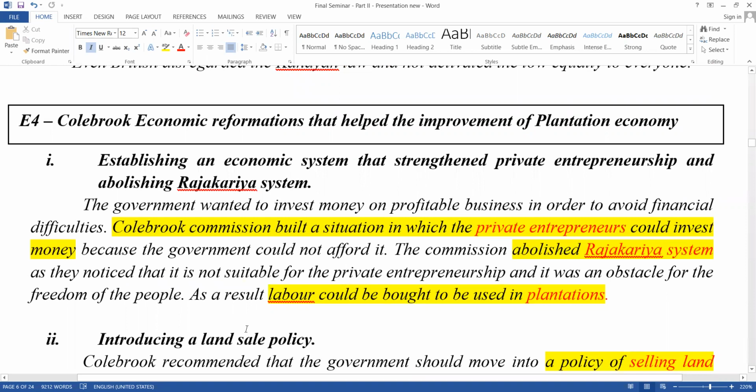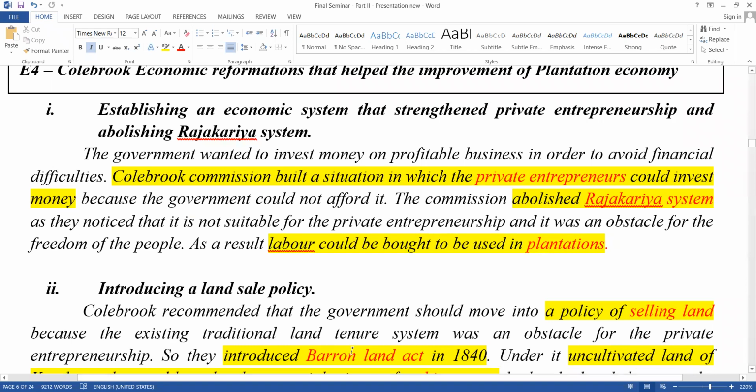Introducing a land sale policy is the second one. They wanted to get Ceylonese land to start plantations. So what did they do? They introduced the Barren Land Act. What was the Barren Land Act? If any Ceylonese person had any land for which he could not show proper inheritance, that means how he got it for 30 years, it was a barren land or a wasteland. That land had to be handed over to the British freely, without getting anything. That land they sold to foreigners to start plantations at cheaper prices.